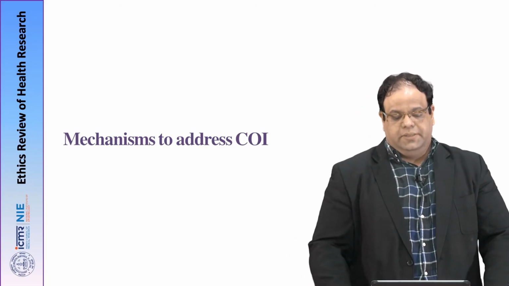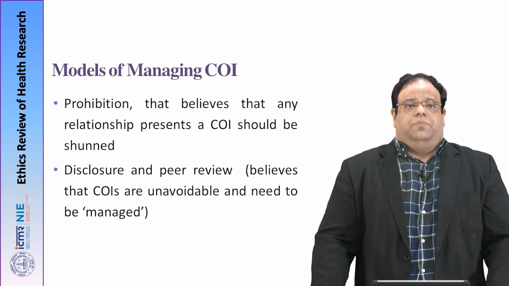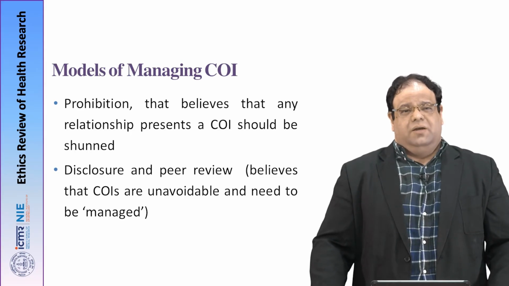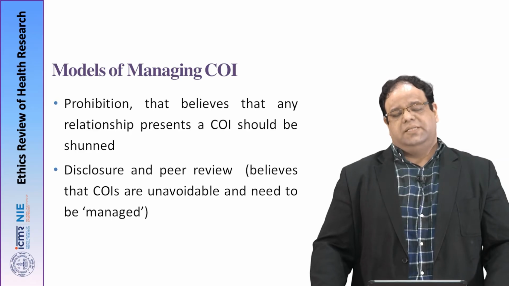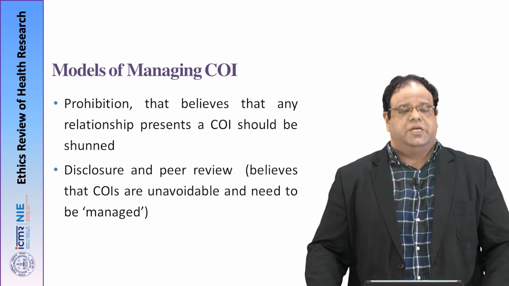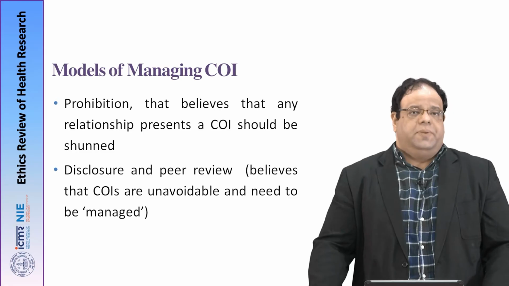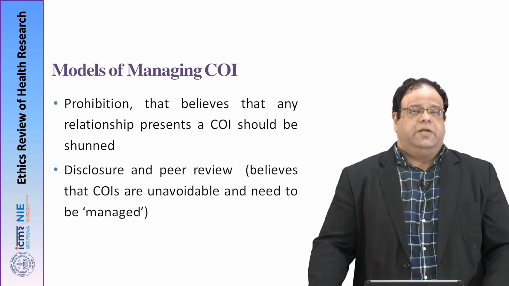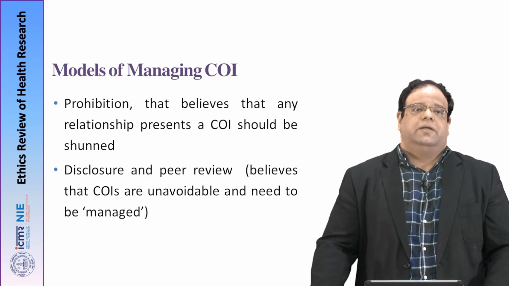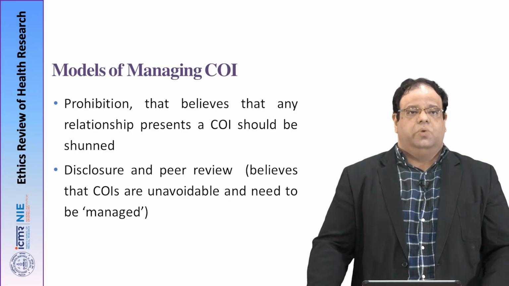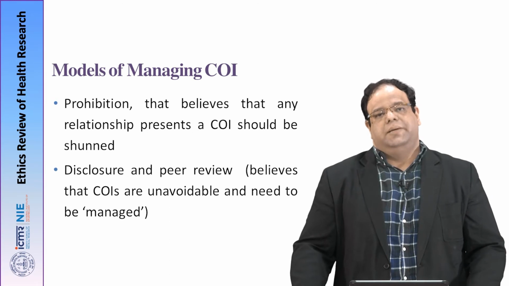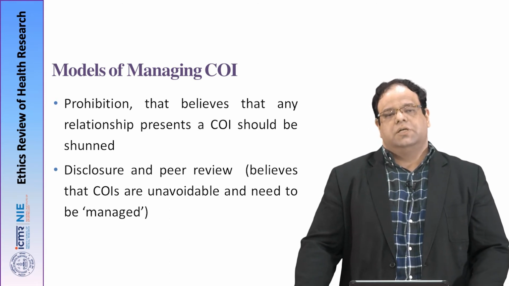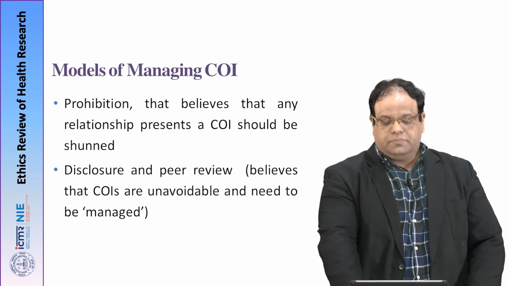And let's look at some examples of that. There are some folks who tend to prefer a total prohibition model, which believes that any relationship which presents a conflict of interest should be totally shunned. But other people tend to be much more practical, and they believe that it's almost impossible to avoid conflicts of interest all the time, and that it's a better model to actually manage conflicts of interest through disclosure and through peer review.